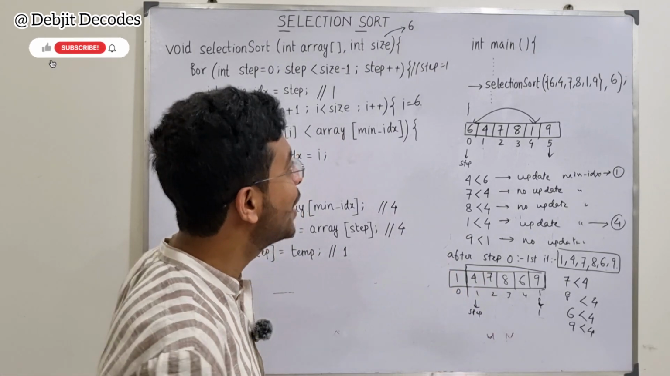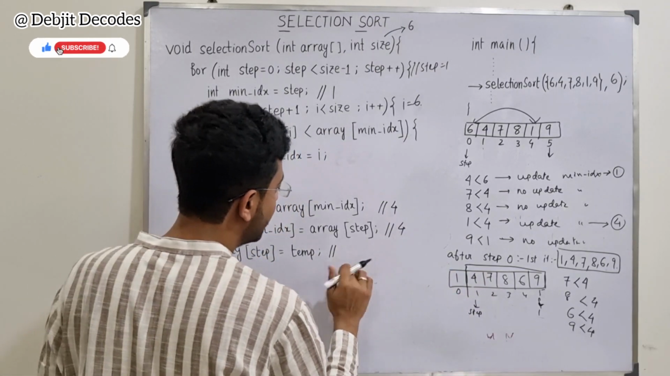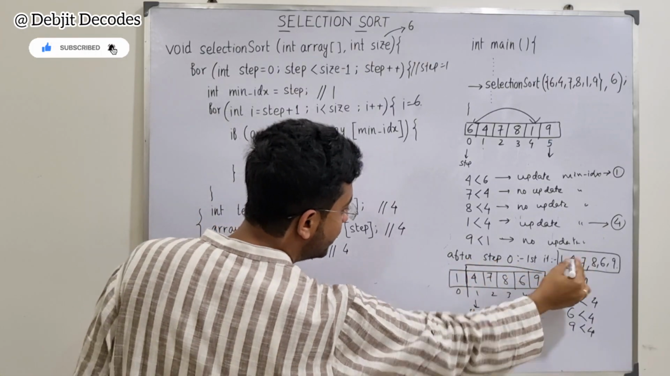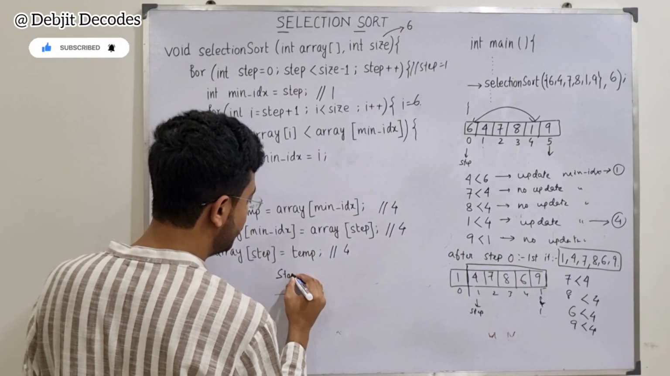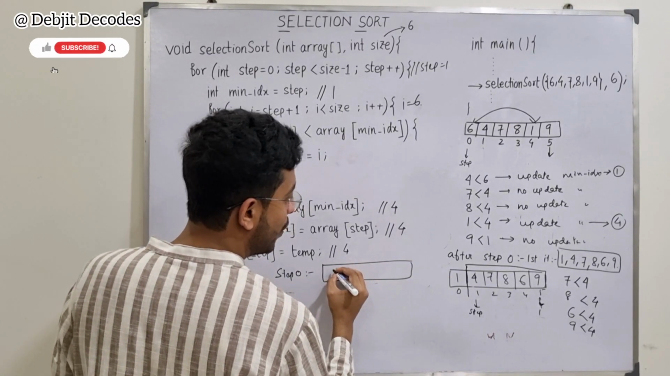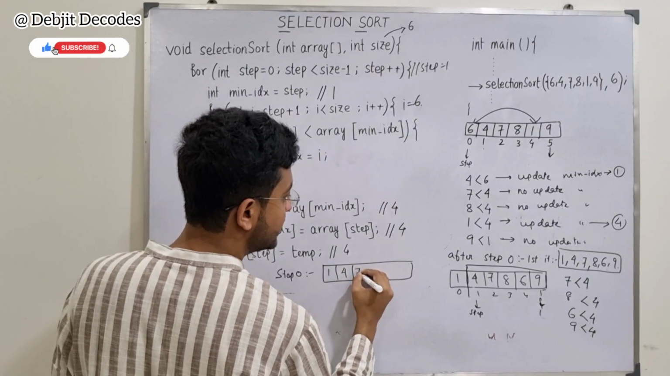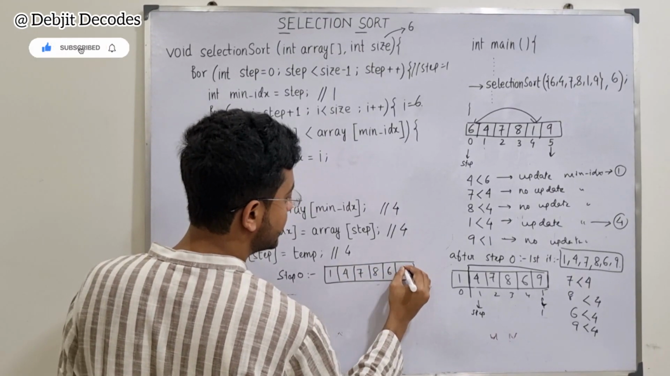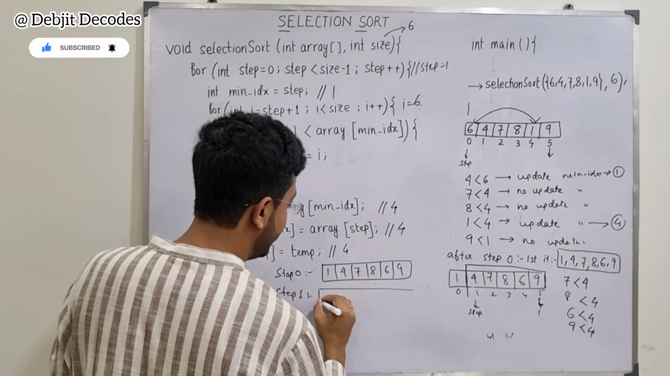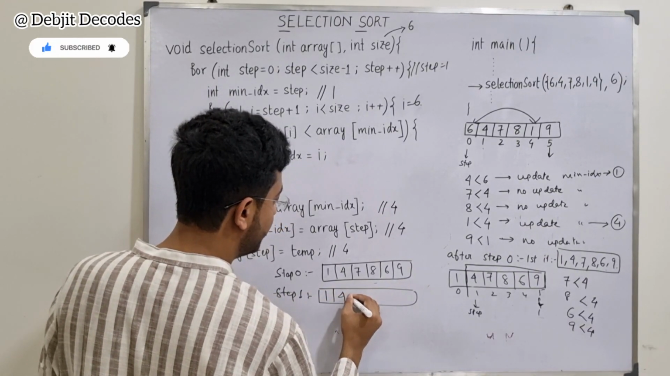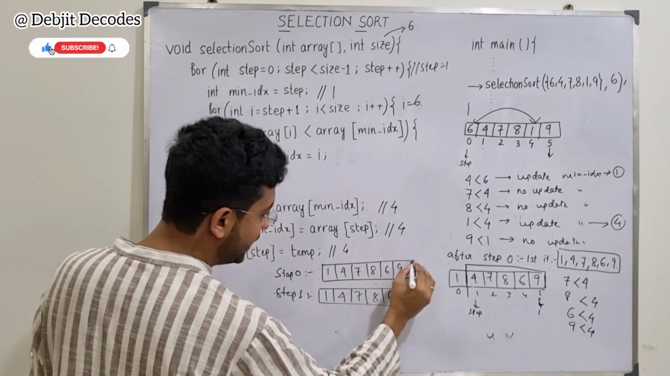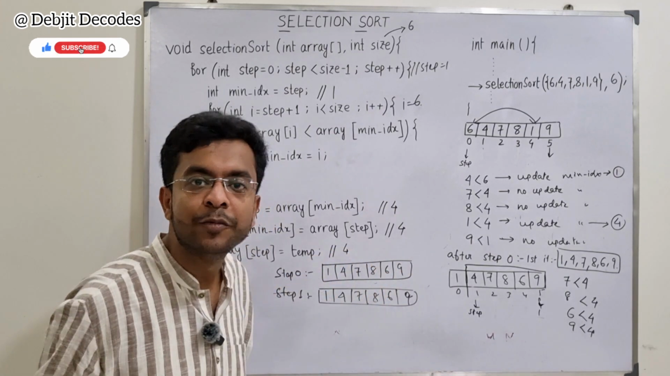So it remains. After step 1, what is the thing? The array looks similar. After step 0, it was 1, 4, 7, 8, 6, 9. At step 1, that means after the second step, it remained the same, 1, 4, 7, 8, 6, 9, because you can see for this particular array, the 4 was actually at its correct position at the very beginning.